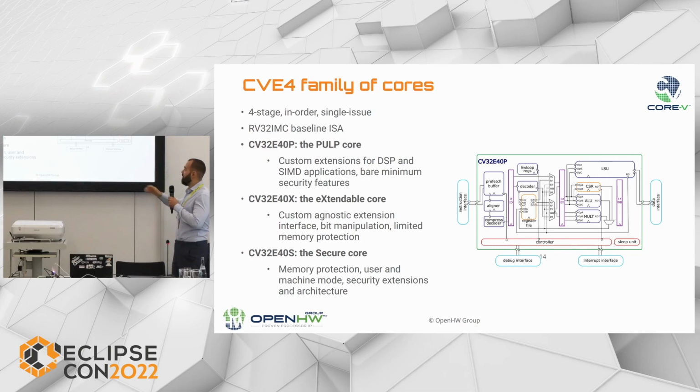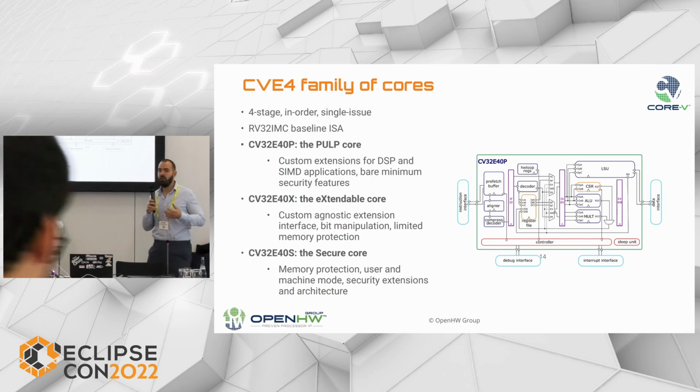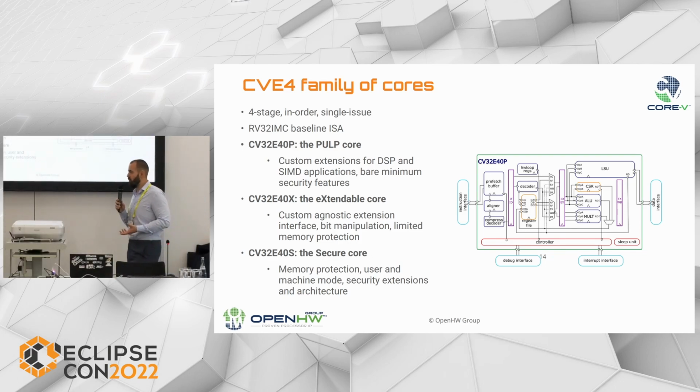And then we have, for example, the E40P, which is the pulp core, for those who are familiar with, which is a CPU extended with custom extensions to have efficiency on DSP and SIMD applications. Then we have the E40X, which is customizable, like the E40P, but the 40P has given extensions, whereas the E40X is extendable without the CPU knowing what the extensions are. And then the E40S, the core meant to run security applications with custom extensions in the security side, channel attack support, and so on.